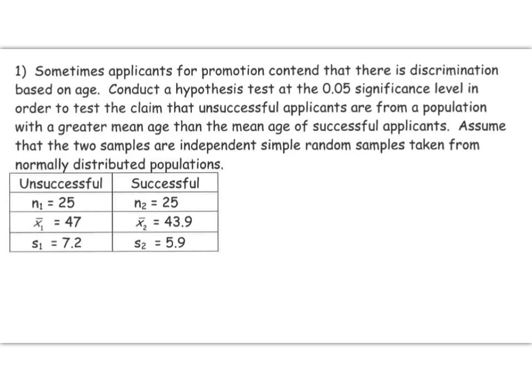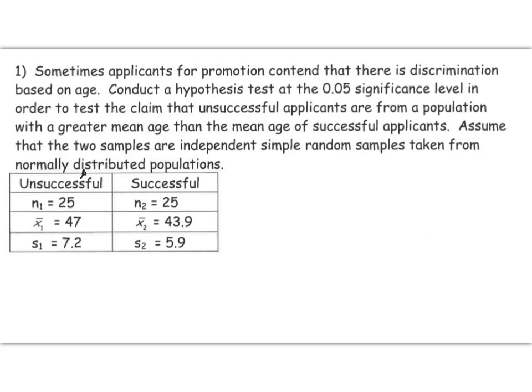All right, let's go on to an example. Sometimes applicants for a promotion contend that there is discrimination based on age. Conduct a hypothesis test at the 5% significance level in order to test the claim that unsuccessful applicants are from a population with a greater mean age than the mean age of successful applicants. Assume that the 2 samples are independent, simple random samples taken from normally distributed populations. All right, so let's go ahead and set up our hypothesis test.